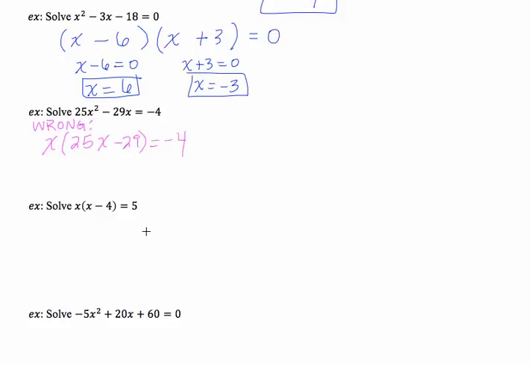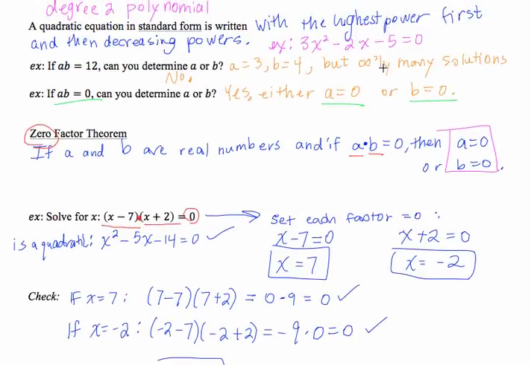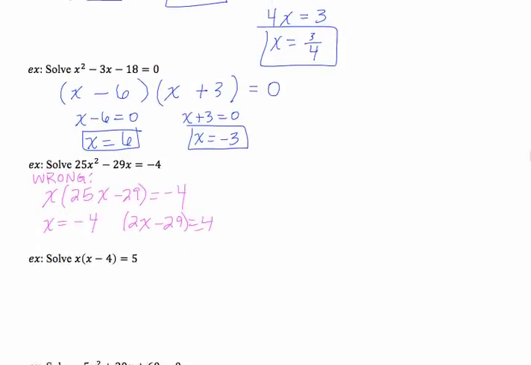And then what they do from here is they set each factor equal to negative 4 because that's what's on the other side. Now you cannot do that. The only reason the zero factor theorem works, remember, is because it's equal to 0. If you have a product equal to a number, you can't solve that equation. The first factor A and the second factor B could be anything. There's infinitely many solutions. So this does not work, so do not do that.